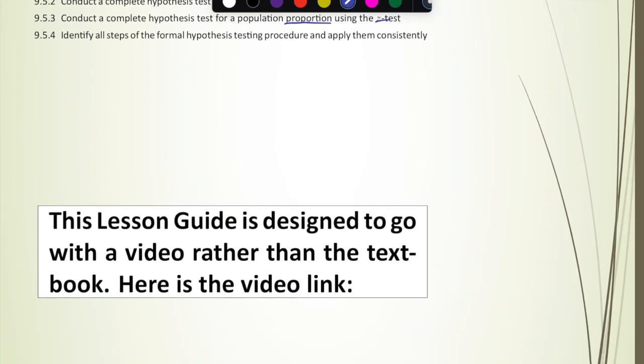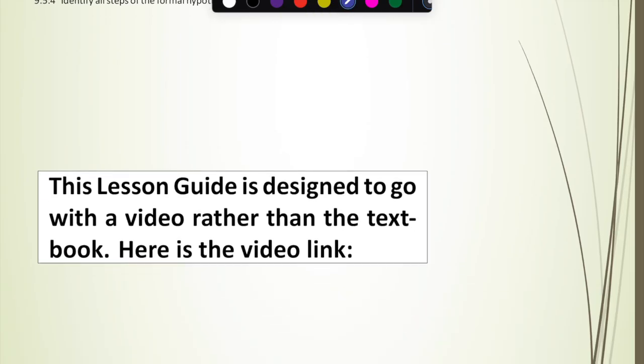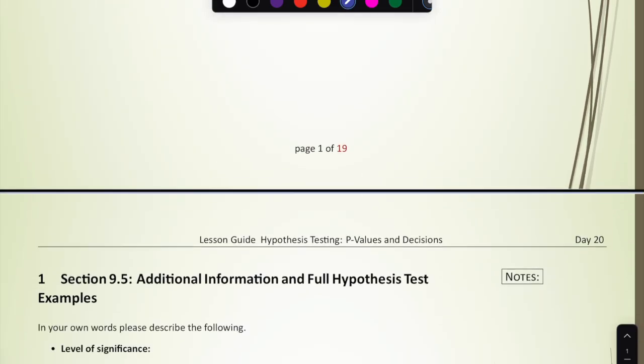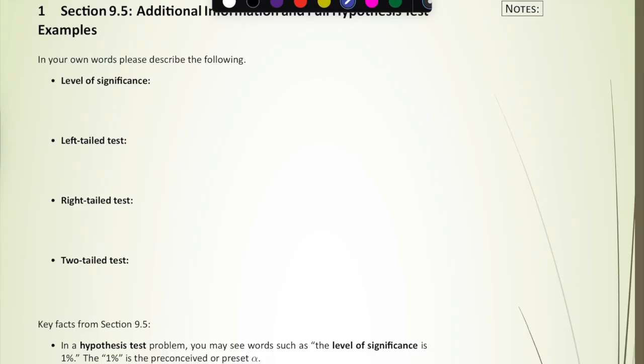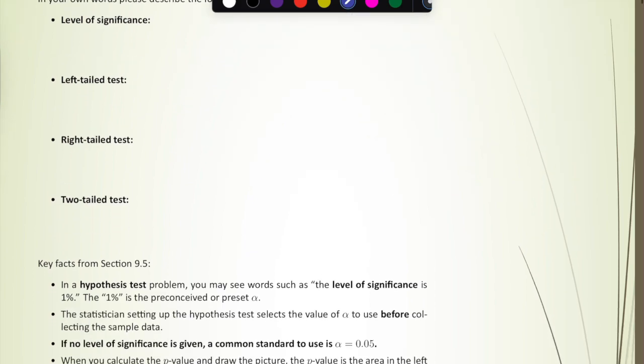Now, this lesson guide is designed to go with a video, and I'm going to put in the link after I'm done with the video. Now, do read the book and fill these in. The instruction in the book there's not very much there. It's just a lot of examples as well, but do read what little instruction there is in the book here and fill in these 4 vocabulary words.